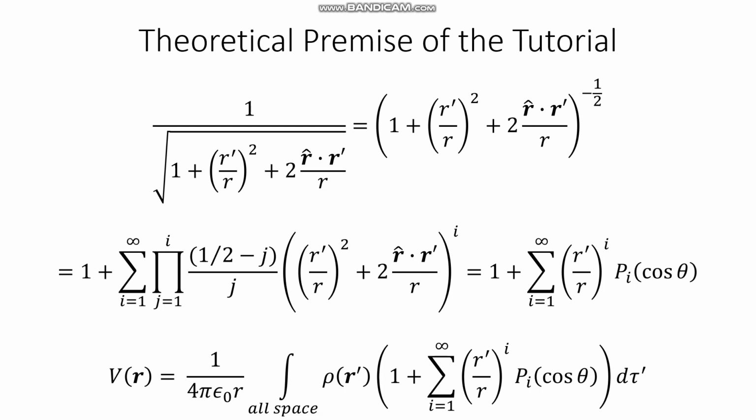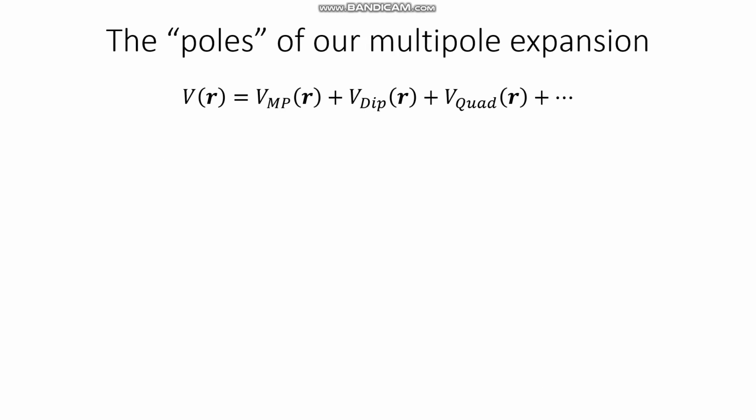Now, suppose I take the first term of the summation, r prime over r P1 cos theta, which is simply cos theta. We'll see what happens in the subsequent slide. You'll notice, so these are the poles of a multipole expansion. You have a monopole term, you have a dipole term, you have a quadrupole term. So the monopole term is simply this, 1 over 4 pi epsilon naught r, and all space integral of this guy, rho r prime.